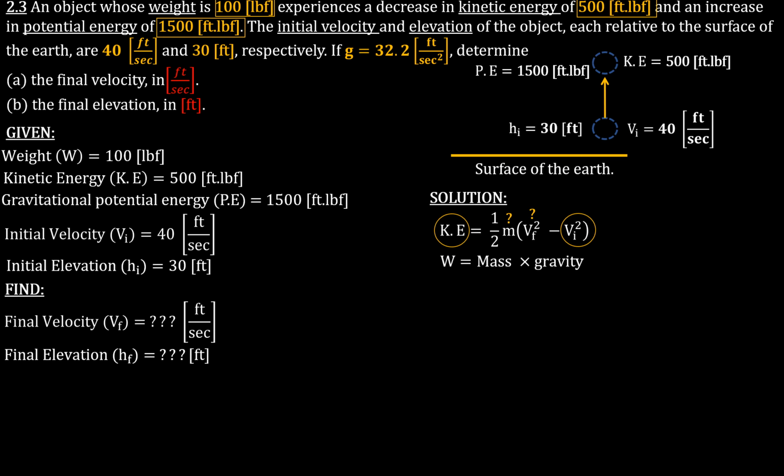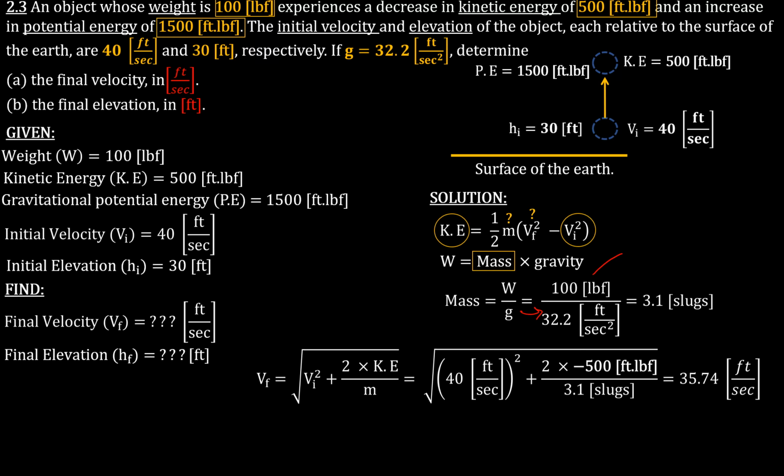All right. So now we know that weight is mass times gravity, and here we need to solve for mass. We will solve for it, so we will have weight over gravity. The weight is given to us as 100 pound force, and the gravity is given as 32.2 feet per second squared. And that pound force divided by feet over second squared is the unit for slug.